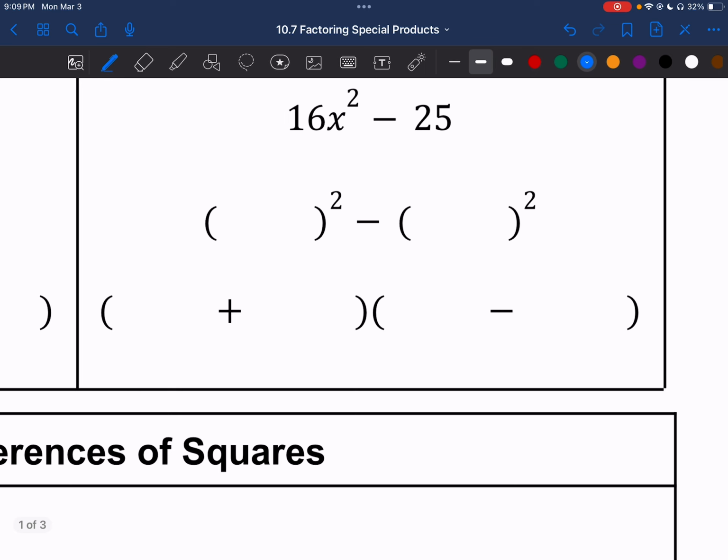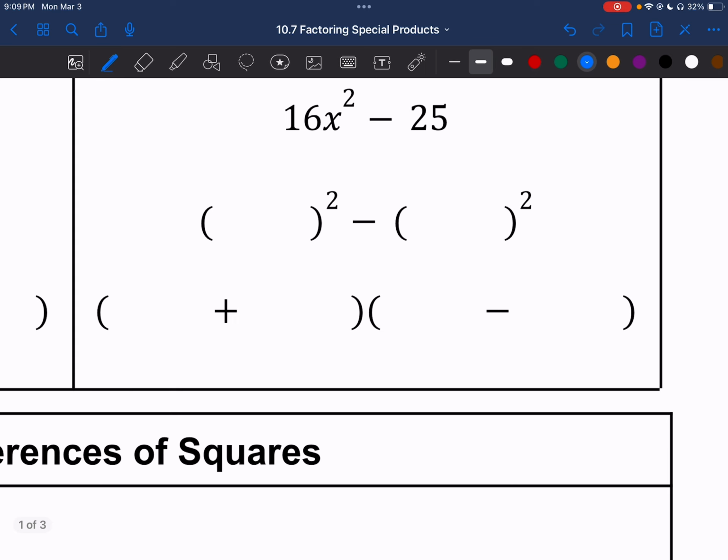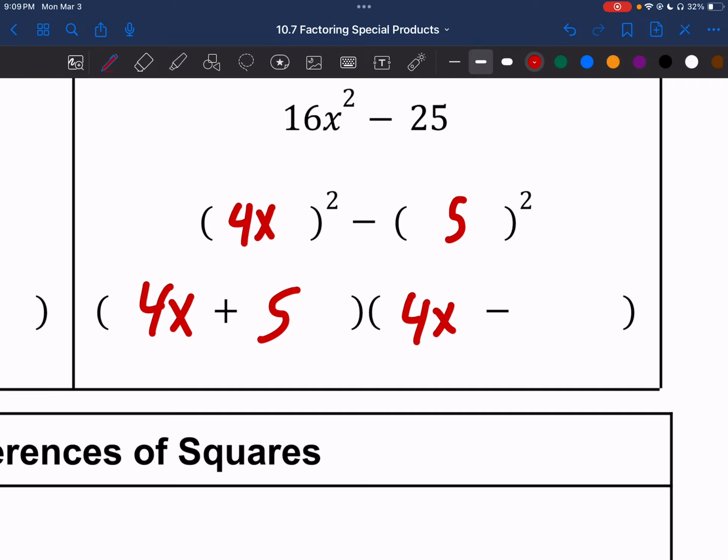So our second example, we have 16x squared minus 25, right? Our first term is a perfect square. Our second term is a perfect square, and we are subtracting. So 16x squared is 4x to the second power. 25 is 5 to the second power. So when we rewrite that, we have 4x plus 5, 4x minus 5.